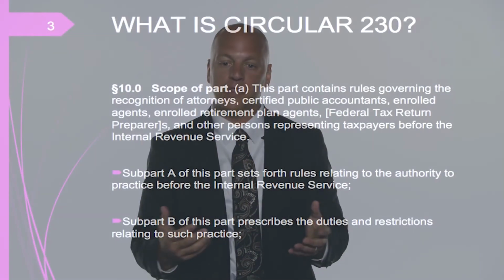So what are we going to cover? What is Circular 230? Take a look at the very first section, which is section 10.0. Now first, if you have the 230 in front of you, skip through the table of contents, and then there's 31 U.S.C. 330 to skip through. Then you get to section 10.0, which is the first section. And take a look at the scope of that part and what this means.